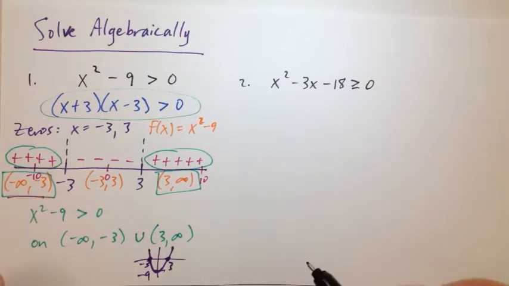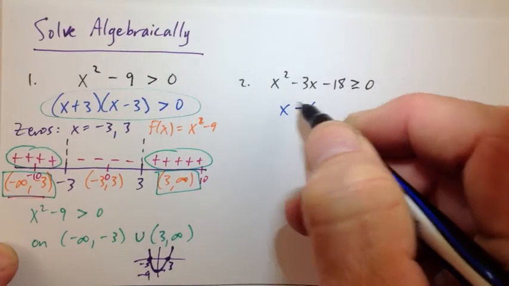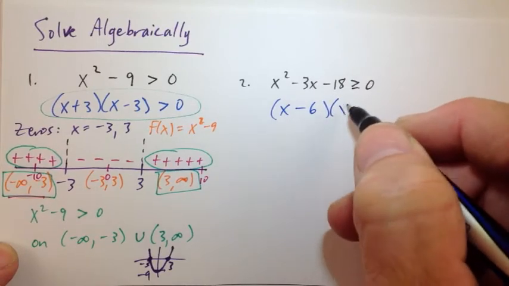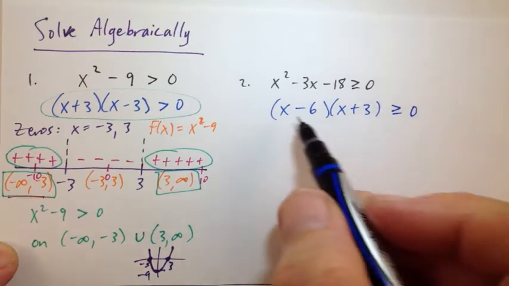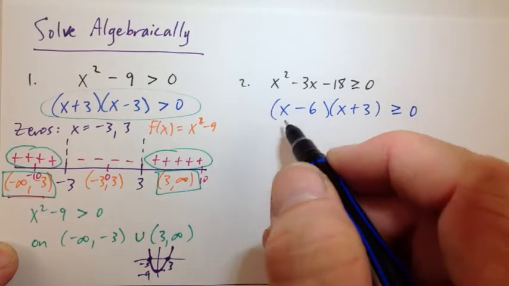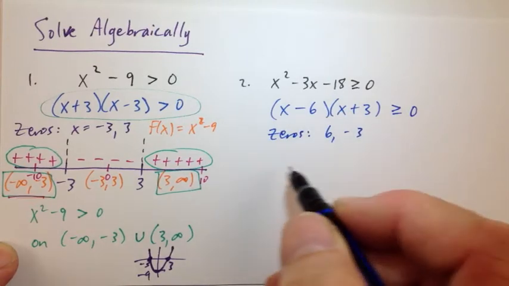Yeah, go ahead and pause the video if you'd like to give it a shot on your own. I have another practice problem for you, but nevertheless I'm going to walk you through this one. x minus 6 times x plus 3 is greater than or equal to 0. Okay, and then we have zeros of 6 and negative 3.